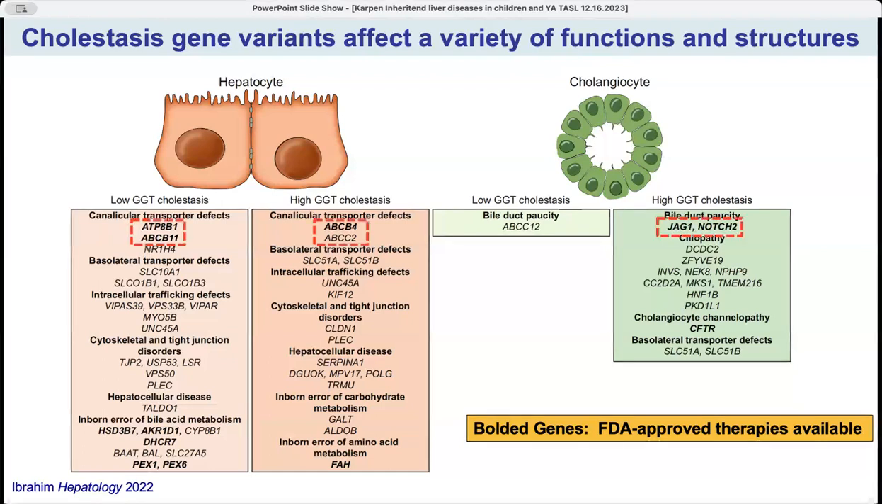Even more relevant are those that are on the left-hand side of this for hepatocytes and the right for cholangiocytes. Those that are bolded and those that I'm highlighting particularly in red that I'll talk about later today, those that are bolded, there are actually FDA-approved therapies, and Dr. Thompson will be highlighting these in his talk.